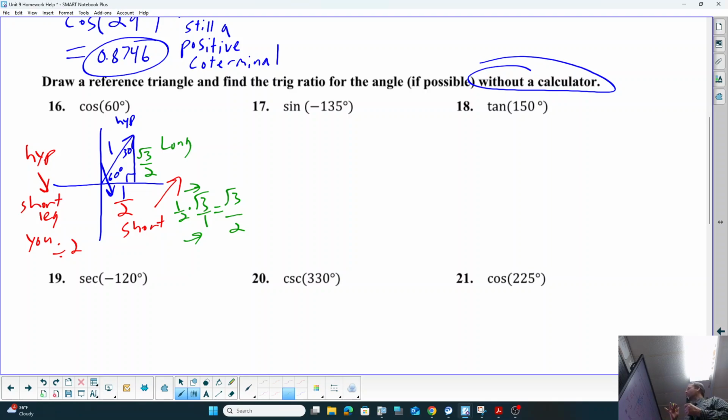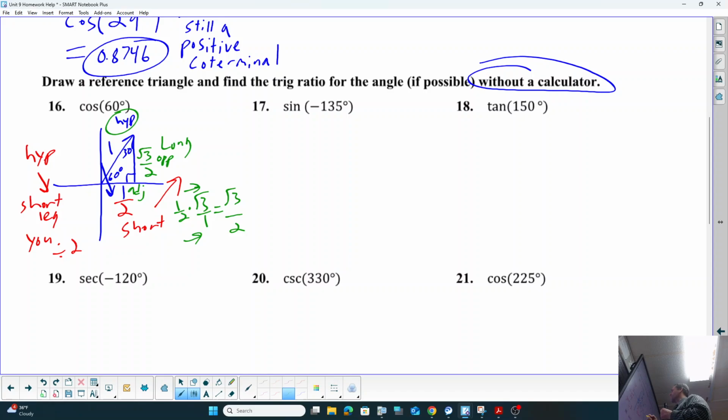So now, what is cosine of 60 degrees? Well, across from 60 degrees is opposite. And then here's adjacent, which is 1/2. And here's the hypotenuse. And since that's the hypotenuse, right?